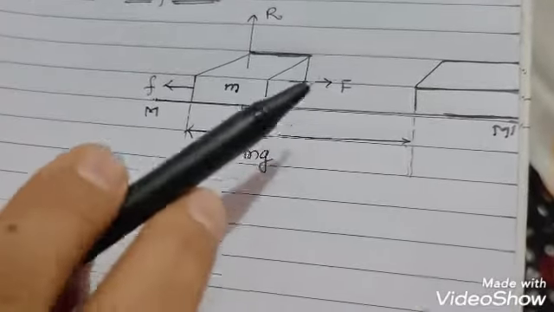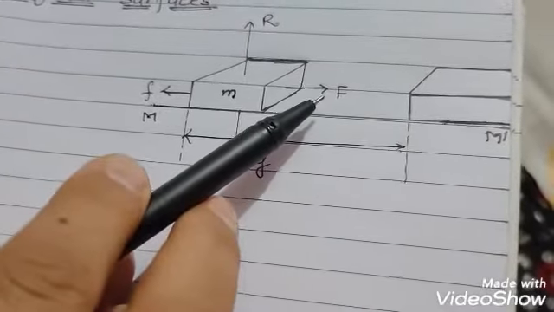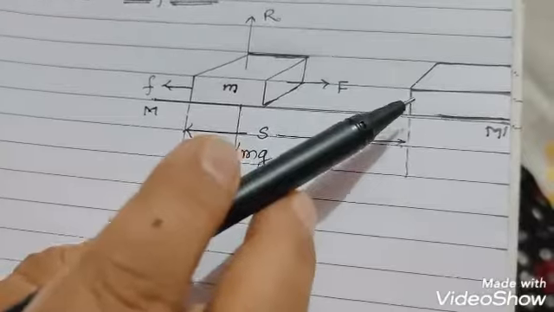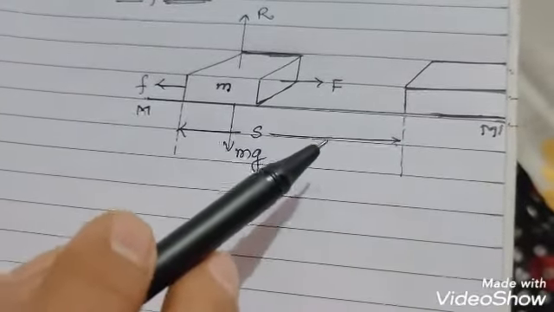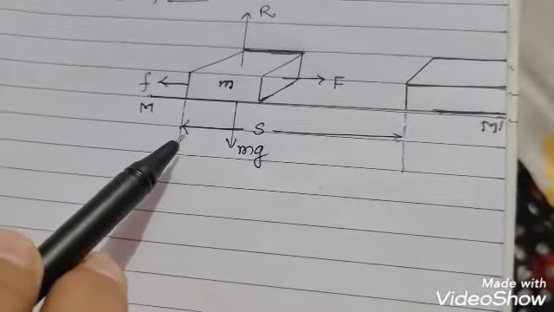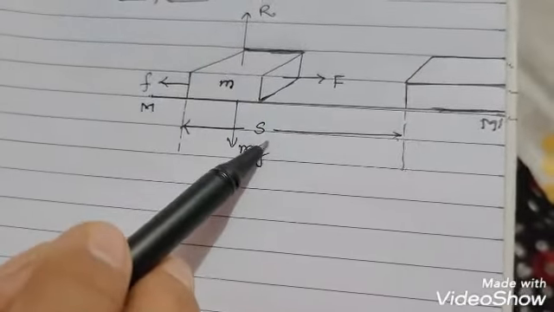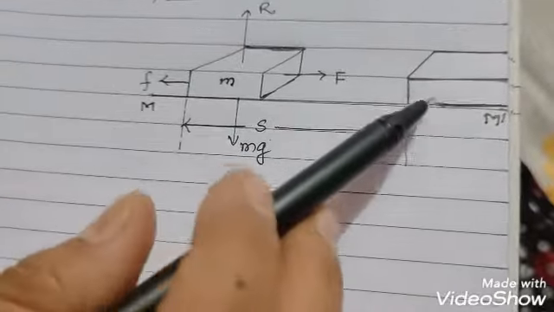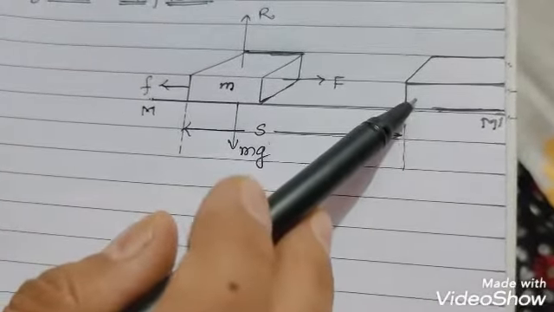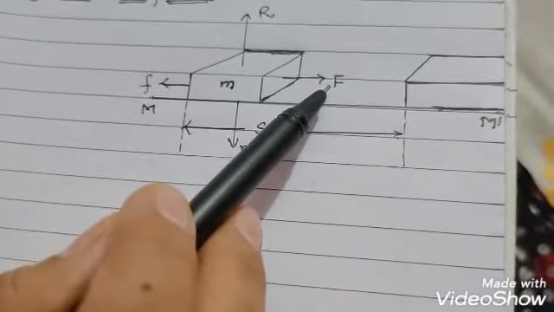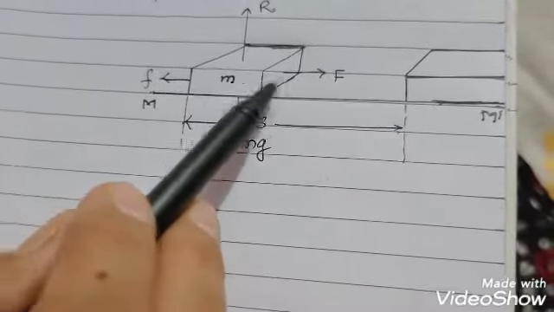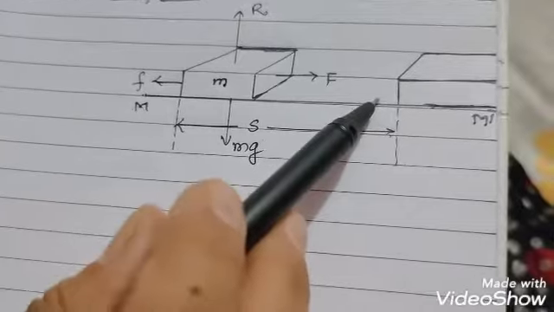Now if we apply a force capital F here in this direction, the block starts moving, and after some time the block is displaced s distance, as you can see here, and reaches this position. So the capital F is the applied force and the motion is in this direction.